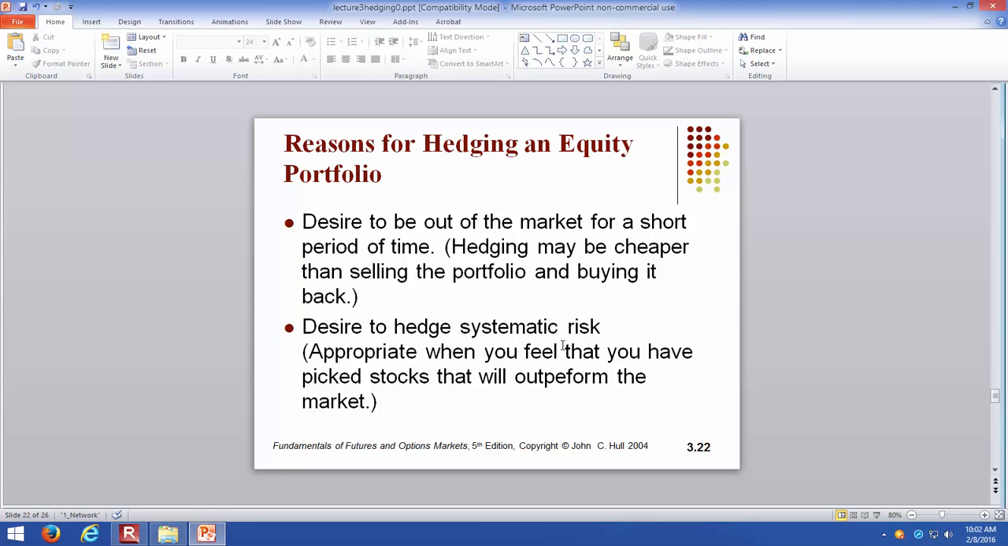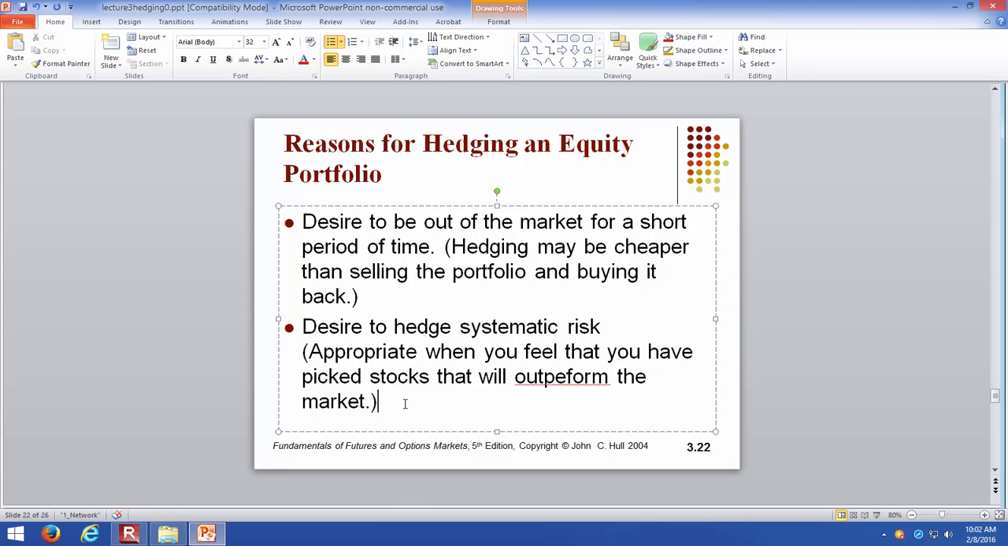The other is a desire to hedge systematic risk, appropriate when you feel that you have picked stocks that will outperform the market. If you look at a hedge fund, at least in theory, their objective is to pick a set of stocks that can outperform the market, and at the same time they want to hedge their market risk.